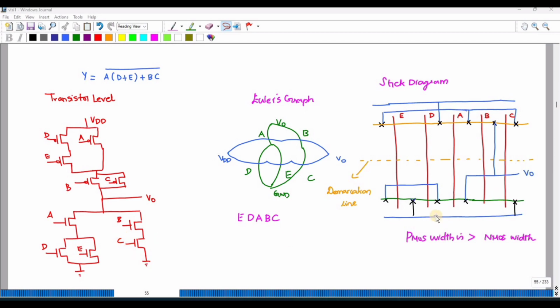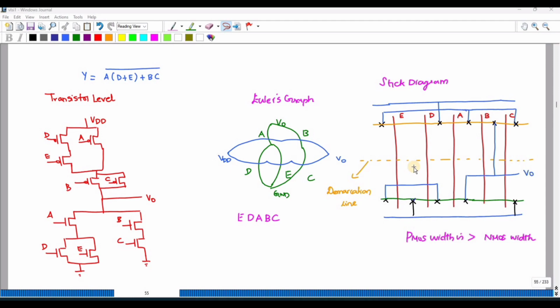Similarly, you can see the other end of A is connected to D and E. So this is D and this is E, and the other end of E and D is connected to the ground. Okay, so here you have to write the width of the PMOS. The width of the PMOS is always greater than NMOS. So this line represents a demarcation line. There is a rule for demarcation. So you have to study that too.